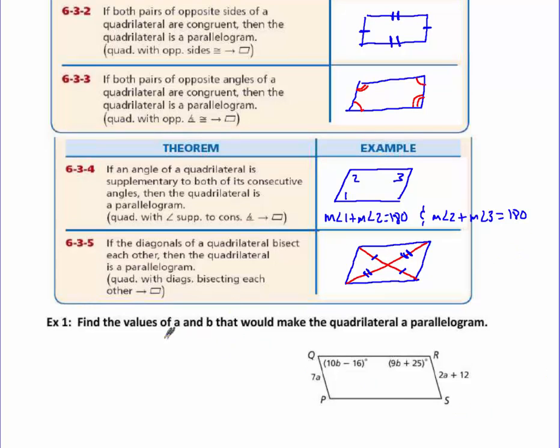All right, so the problems you're going to do are going to look like this. It says find the values of A and B that would make the quadrilateral a parallelogram. So we look, well, for A, we would need for these two sides to be congruent to each other for this to be a parallelogram. So 7A would have to equal 2A plus 12. Now we can solve that.